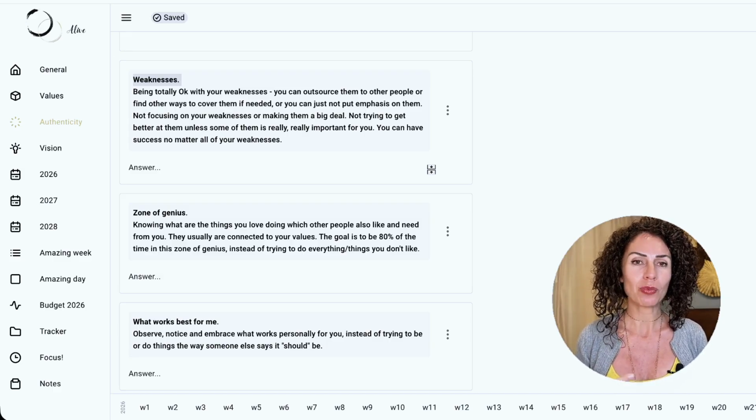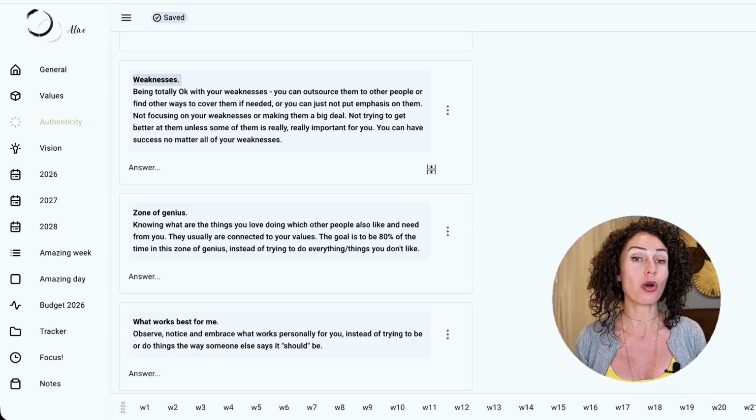So at some point when I was writing my strengths and weaknesses, I realized that I would just put this in my weaknesses and I would just be okay with that. So maybe you have some kind of weaknesses that you are pushing yourself for some reason.